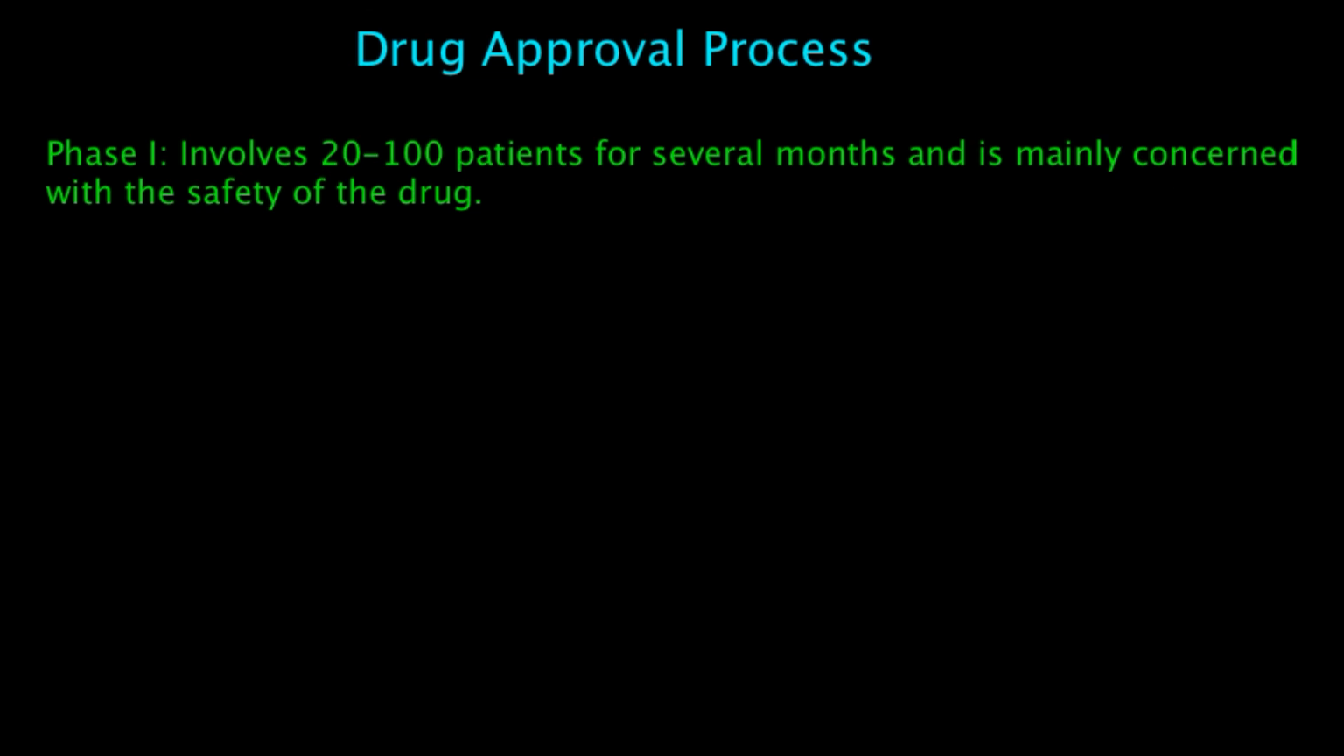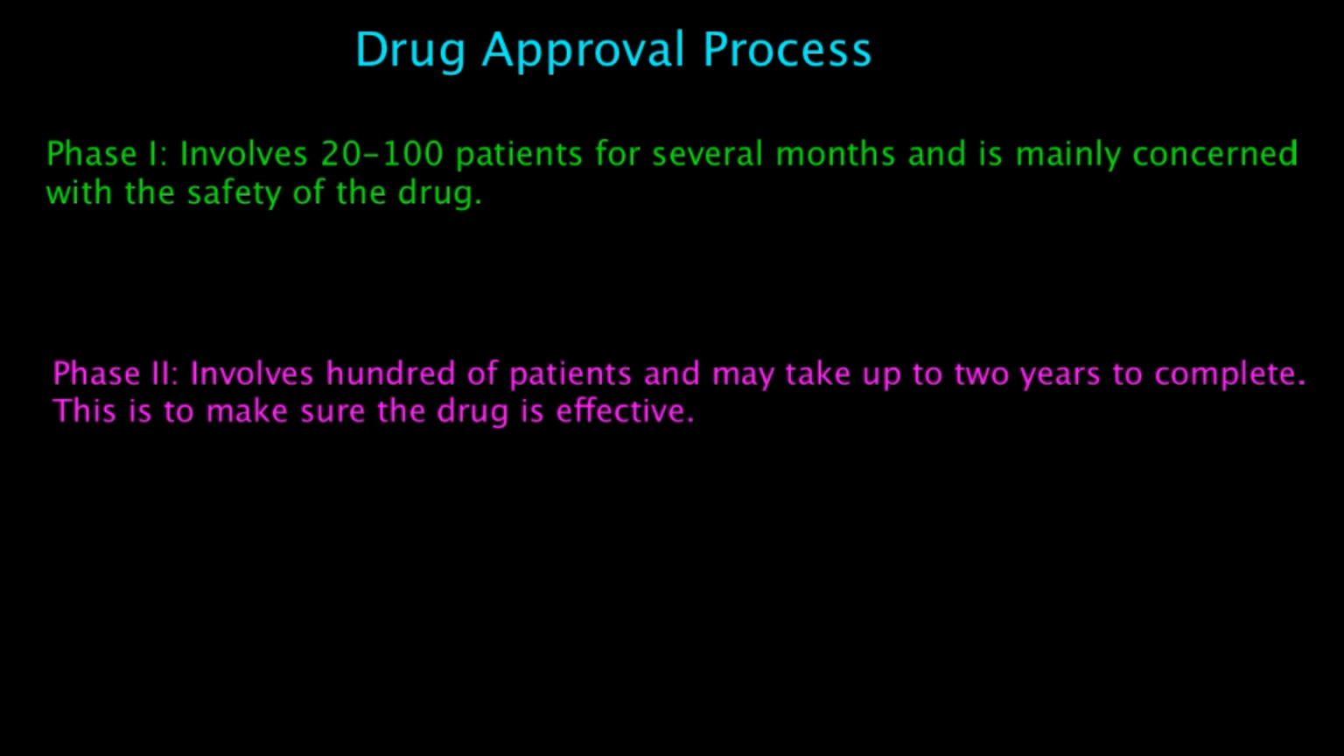The first one involves 20 to 100 patients for several months and is mainly concerned with the safety of the drug. This is just to make sure that no one dies from taking the medication. Phase 2 involves hundreds of patients and may take up to 2 years to complete. This is to make sure that the drug is effective. After they find out it's not going to harm anybody, that's when they make sure it's actually going to do what they think it's going to do. That can take up to 2 years.